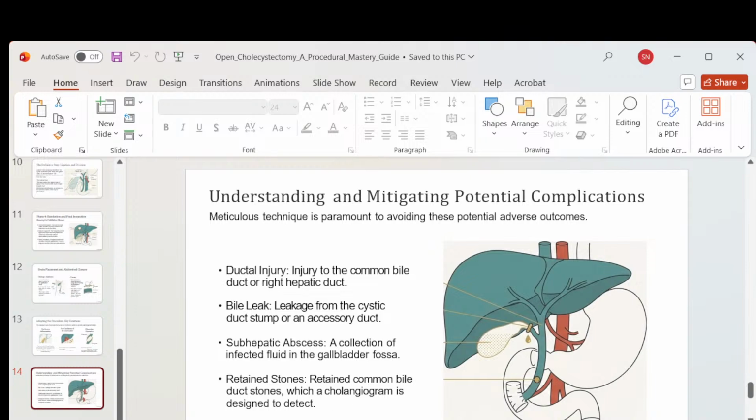So, majority of the times, in case of cholelithiasis, nowadays ERCP is also done to check for it. Whenever we are proceeding with the cholecystectomy, MRCP followed by ERCP is a must. Sorry.